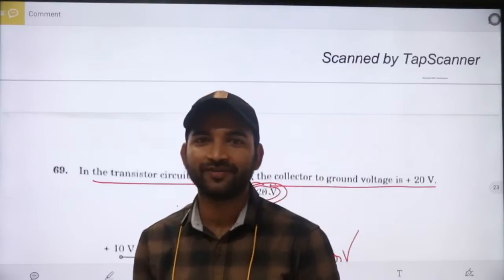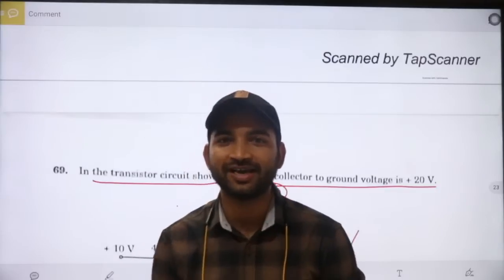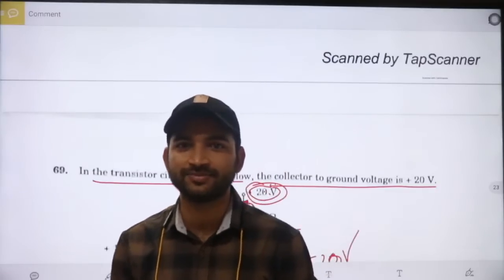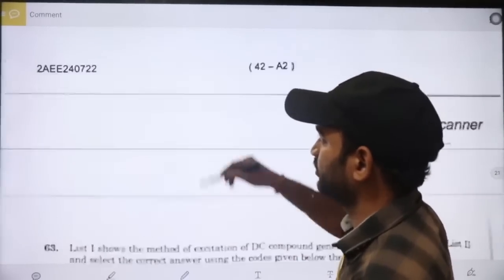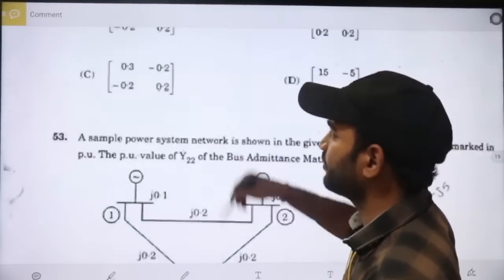Good evening everyone. I am going to discuss power electronics as well as control systems. First we are going to see from question number 1 onwards.